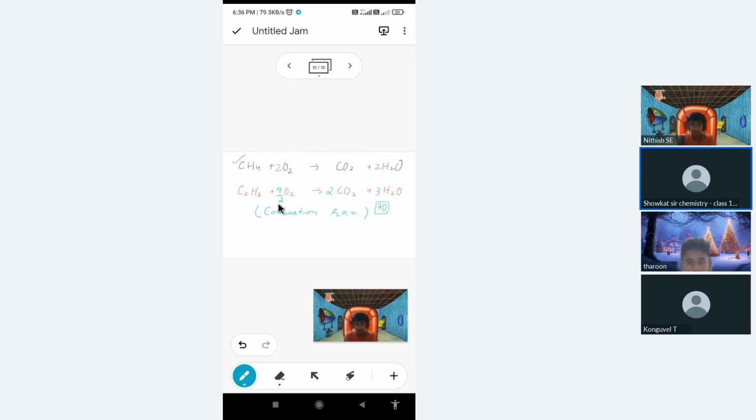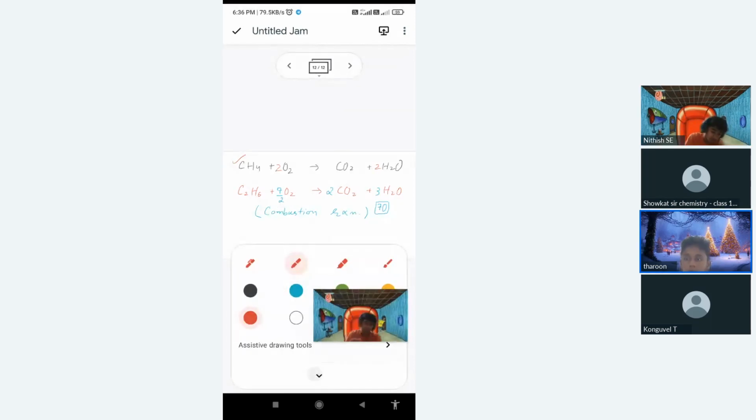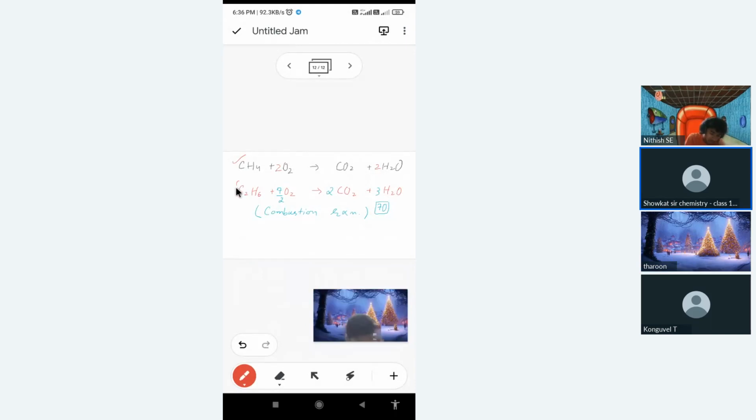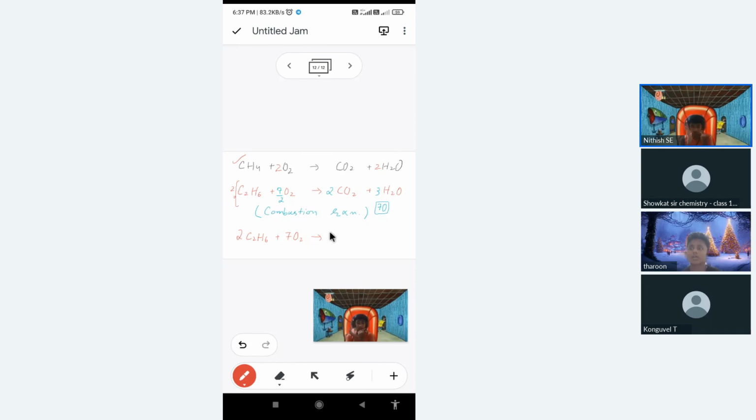But we have to remove the fraction. How will I remove the fraction? Multiply everything by 2. Multiply the whole equation by 2. Exactly. 2C2H6 plus 7O2 gives 4CO2 plus 6H2O. So what will be the final equation? 2C2H6 plus 7O2 gives 4CO2 plus 6H2O.